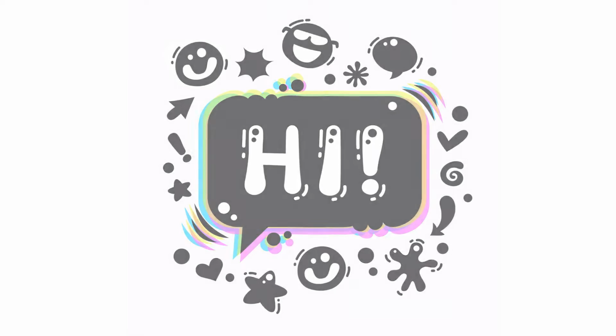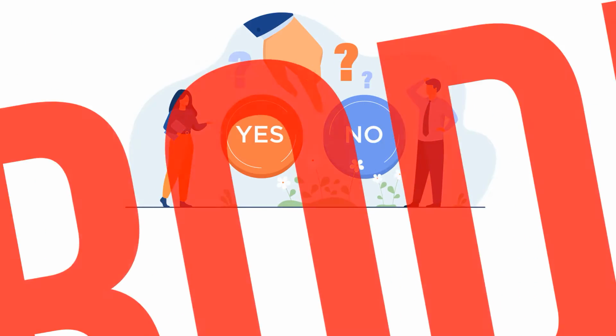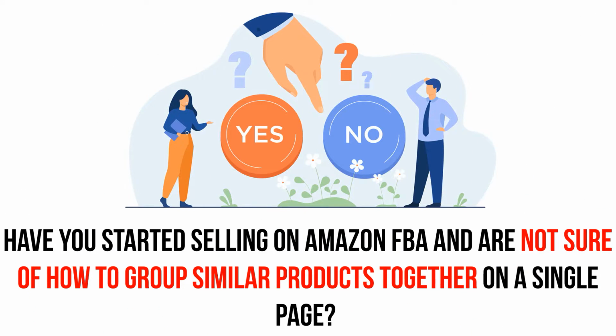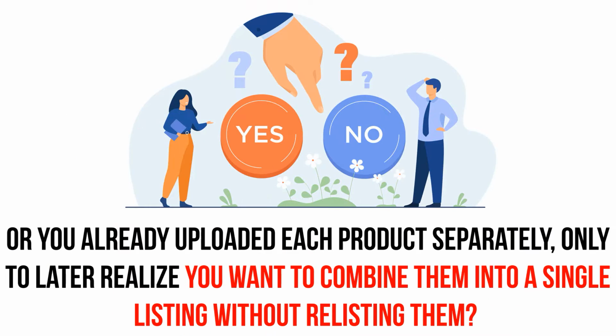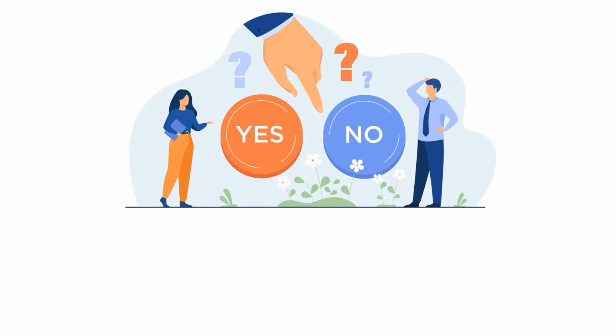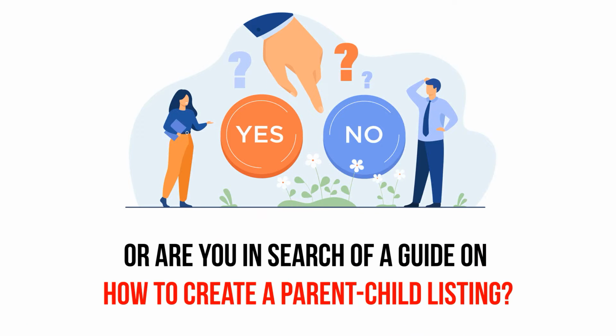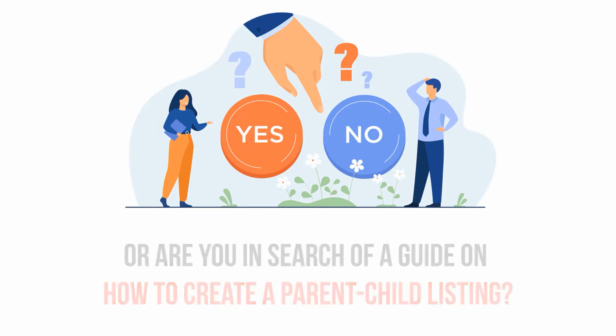Hi friends. Have you started selling on Amazon FBA and are not sure of how to group similar products together on a single page? Or you already uploaded each product separately, only to later realize you want to combine them into a single listing without relisting them? Or are you in search of a guide on how to create a parent-child listing?